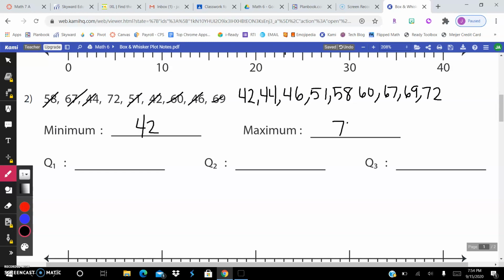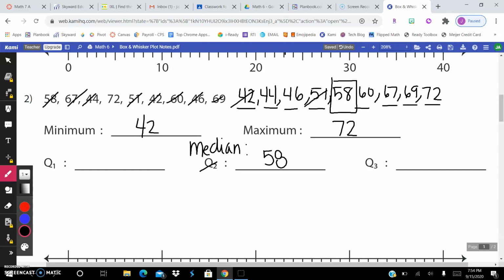Our maximum is 72. We have to find the median. So one from the front, one from the back, one from the front, one from the back. Keep going. Middle number is 58. And then we have to find our first quartile, so the middle of the beginning. I have 2 numbers here, so the middle number is right between the 2. What is between 44 and 46? That is 45.